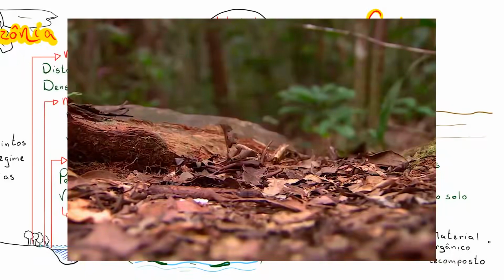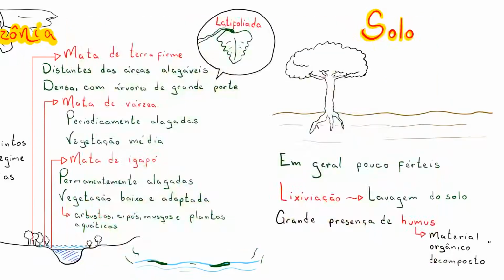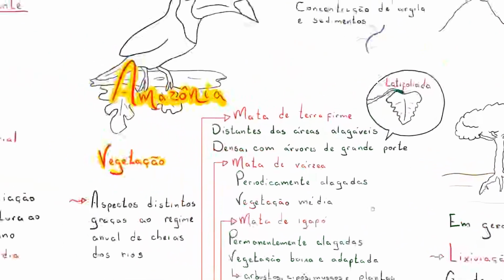But this decomposition of organic matter, the absorption by the plants, and the washing of the soil all happen very quickly, right? So there's a constant recycling of all this organic material. So even though the soil is generally not very fertile, all of this makes it possible for the forest to sustain itself, right?